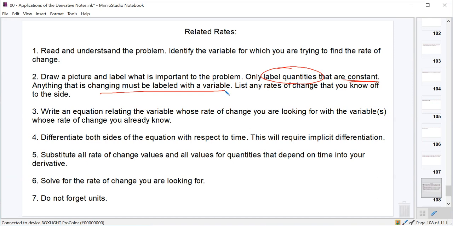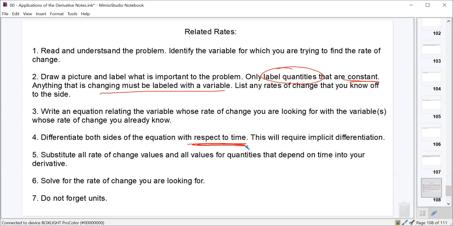Once you've got your picture and you've got it labeled and you've listed all your rates of change, you're going to want to write an equation to relate the variable whose rate of change you're looking for with all the other variables with the rates of change that you already know. At that point, it'll be time to actually do the calculus part, which is the easy part. You're just going to differentiate both sides of the equation with respect to time. And these will always be done with respect to time.